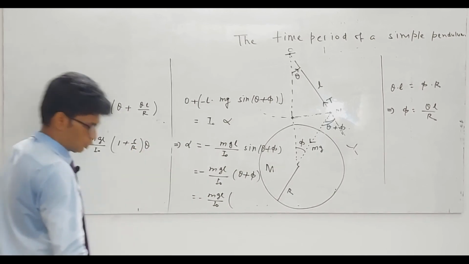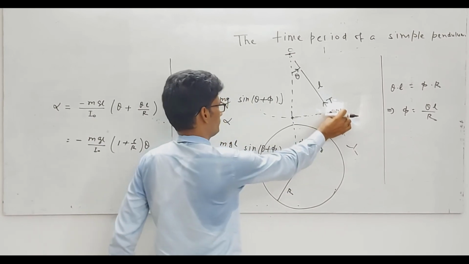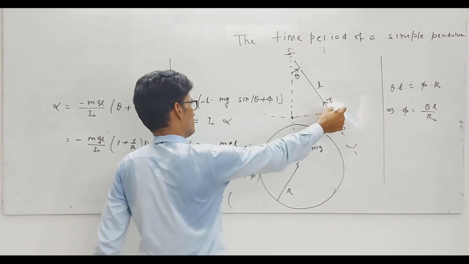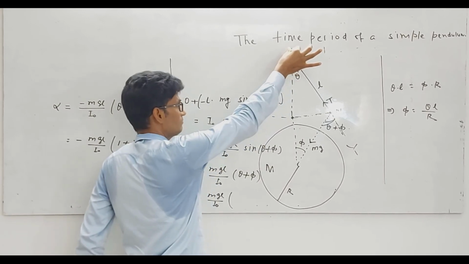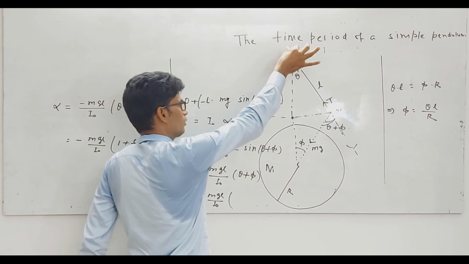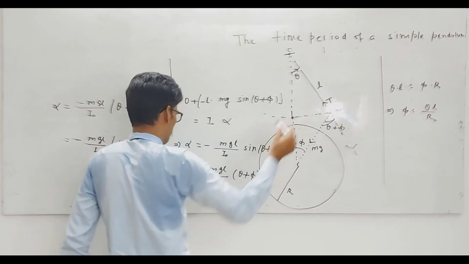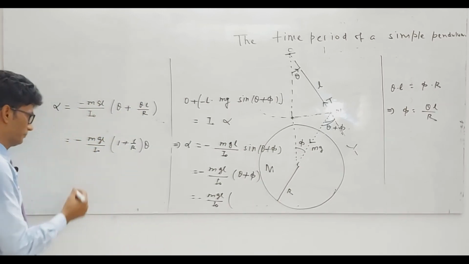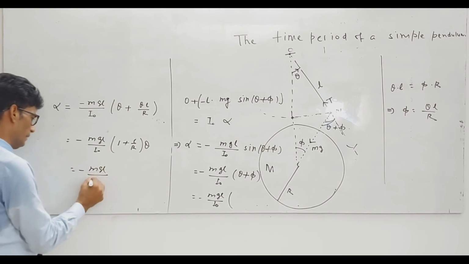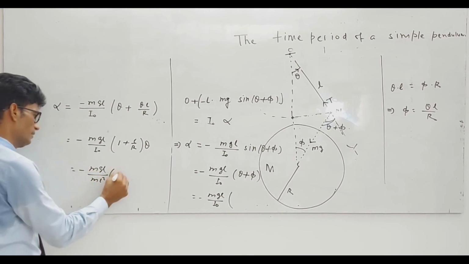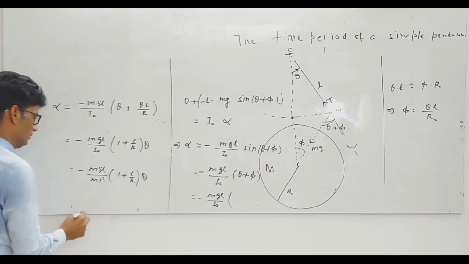So this is supposed to be a point mass, the bob of the pendulum. So moment of inertia is mass times the perpendicular distance square. So this is the peg about which it oscillates. So the perpendicular length is L and the mass is m. So I naught is ml square. Write down here mgl over ml square, 1 plus L by r into theta.